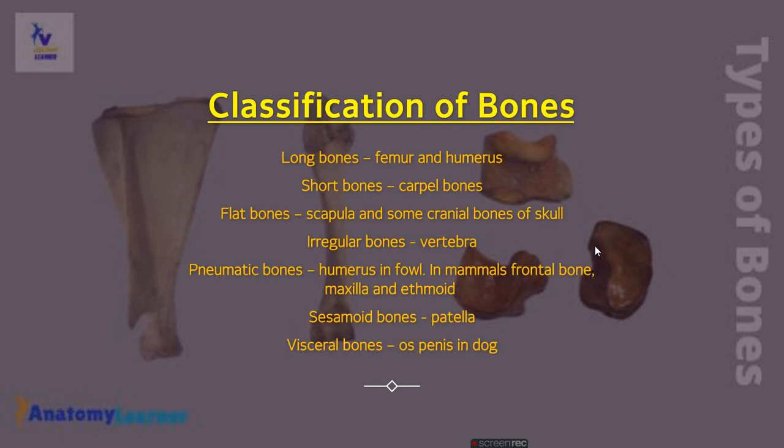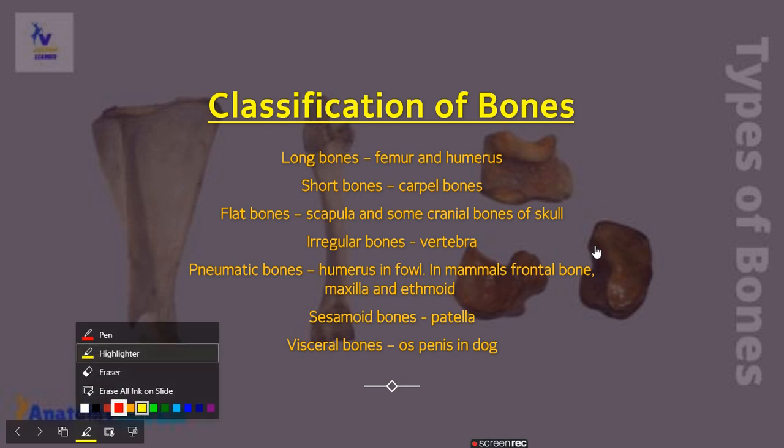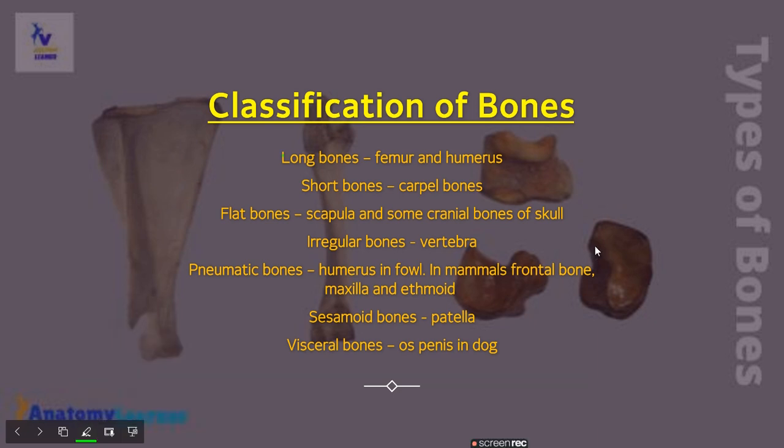Now we have the classification of the bones. Bones are divided on the basis of their anatomical positions or structure. There are the long bones, which are the femur and the humerus. Some are short bones as well, like the carpal bones and tarsal bones. These are the short bones. And flat bones, which are flat in structure and don't have a hollow cavity inside. These are the scapula, and some of the cranial bones are also flat bones.